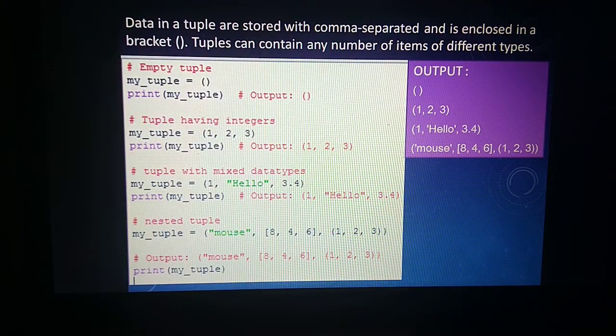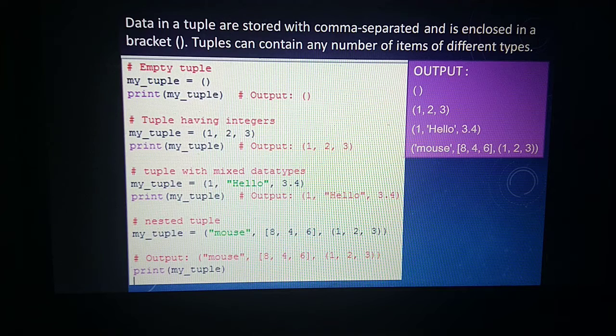Now creating a tuple, let's see examples of tuple. First example, you can see here an empty tuple. How can we create an empty tuple? With the help of empty round brackets. Second, tuple with integer values: my tuple equal to 1, 2, 3 enclosed with round brackets, so it will create one tuple.